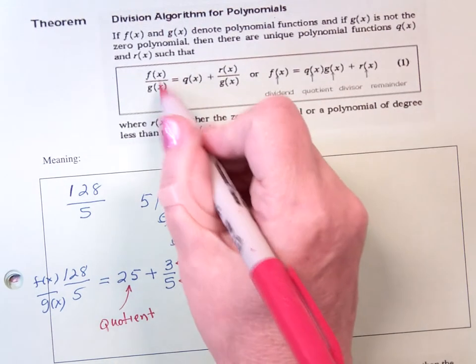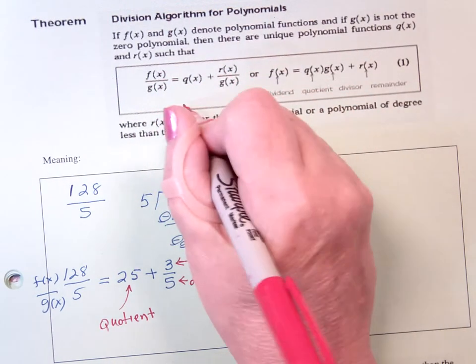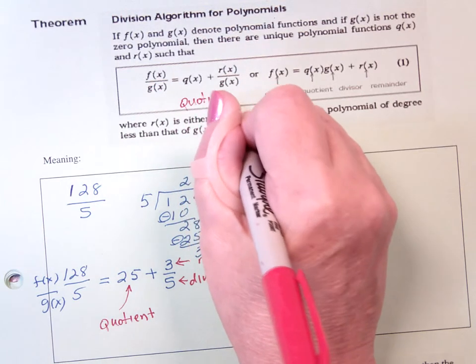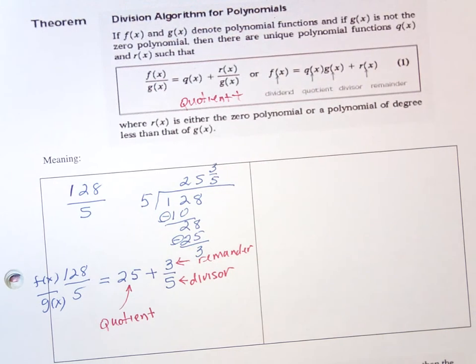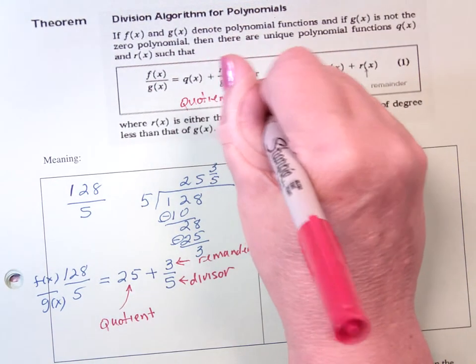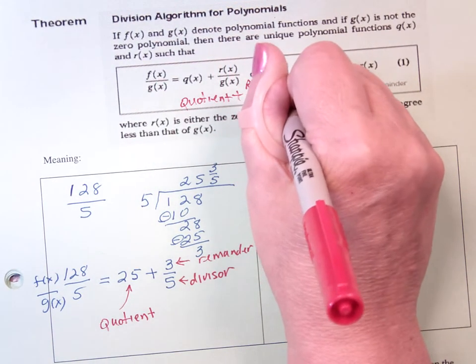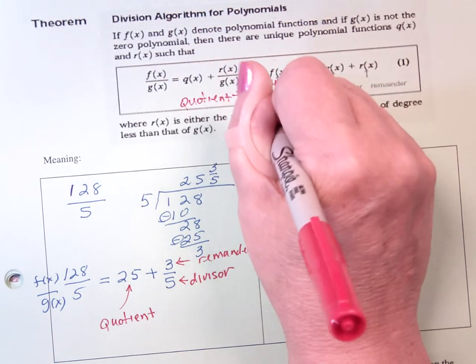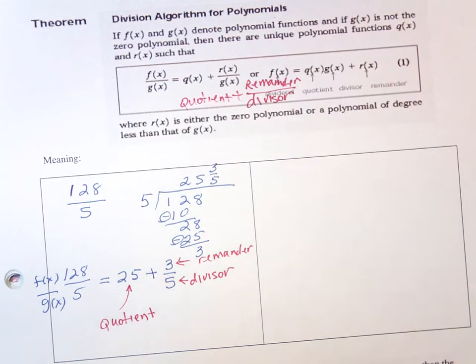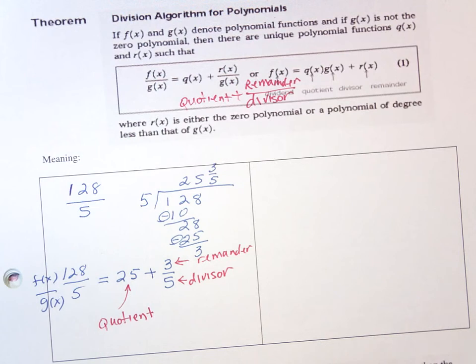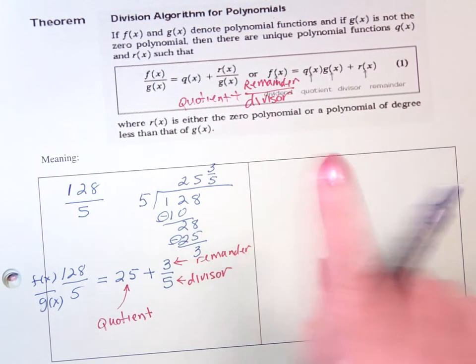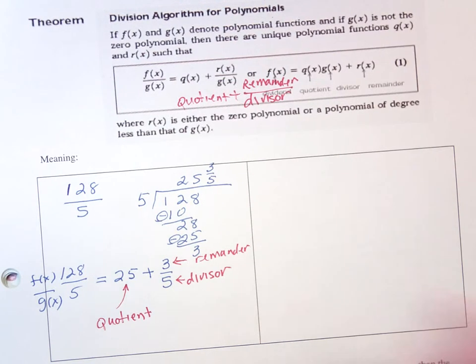So what this says is I've got a division. It's equal to the quotient plus the remainder divided by the divisor. That, most of the time, is how we write a long division in algebra.